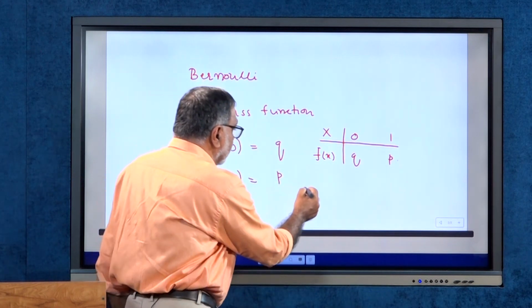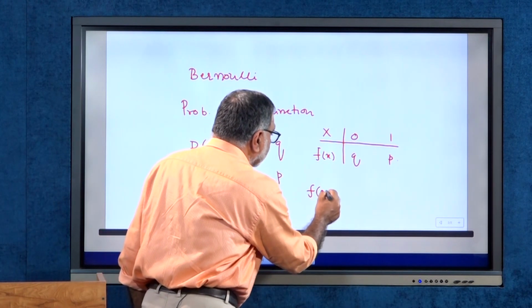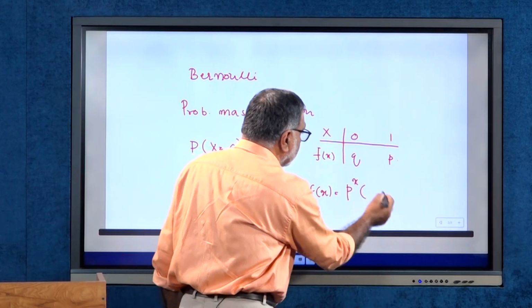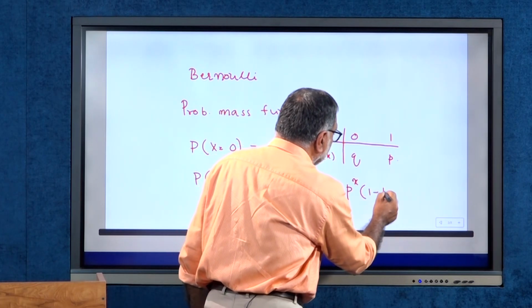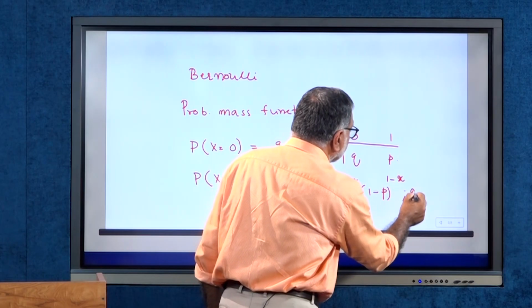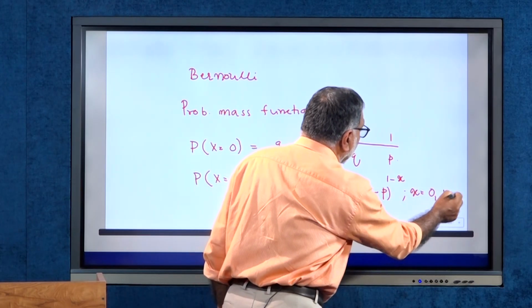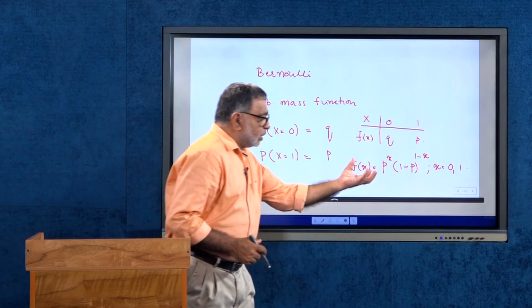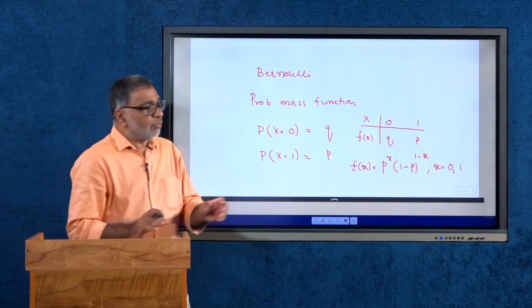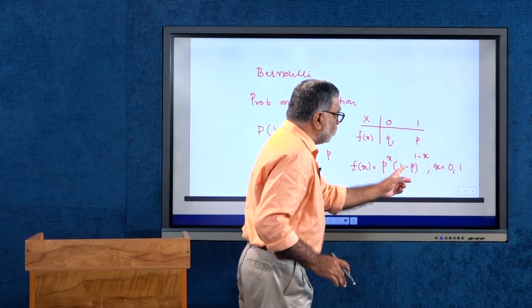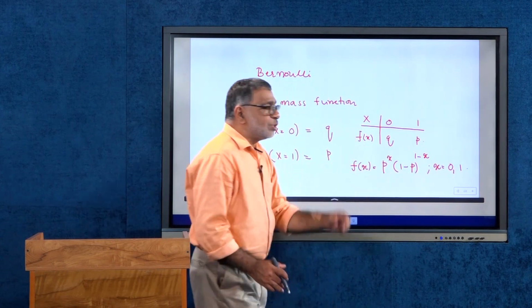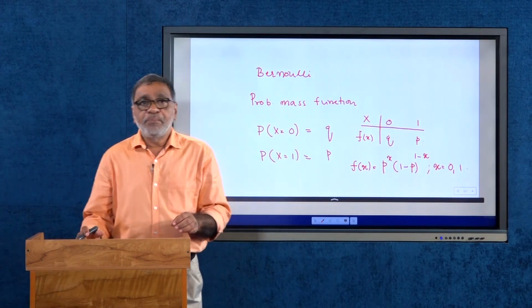Or generally we can write this in function form as p to the power x into 1 minus p to the power 1 minus x, where x takes the value 0 and 1. So this is the probability mass function of the Bernoulli random variable. When x is equal to 0, this value is 1 minus p, that is q, and when x is equal to 1, this value is p. So this is the Bernoulli distribution.